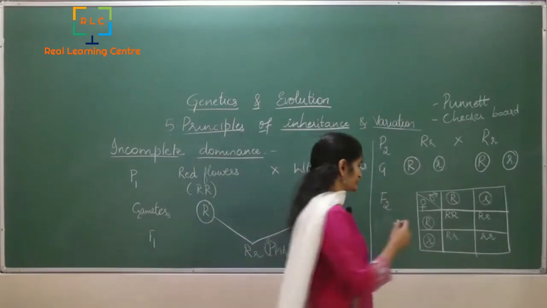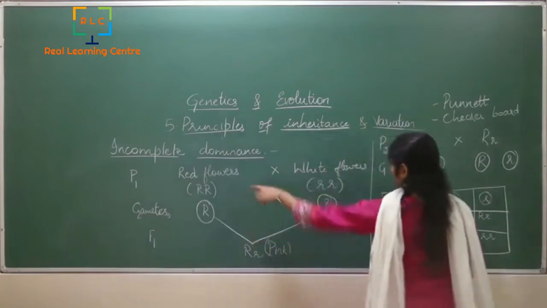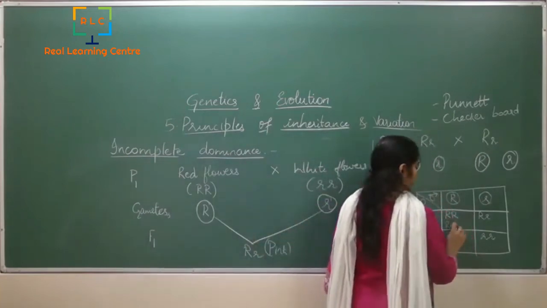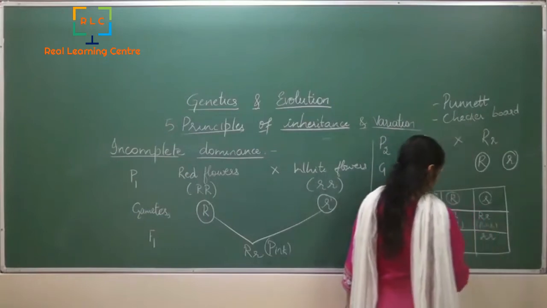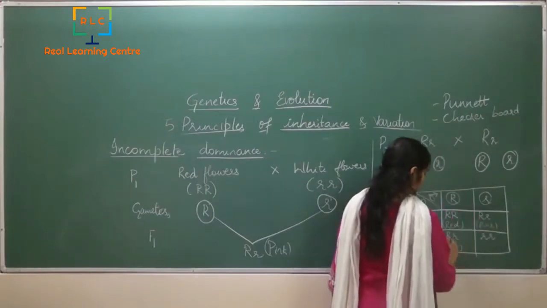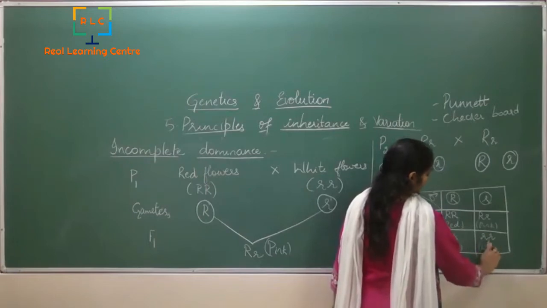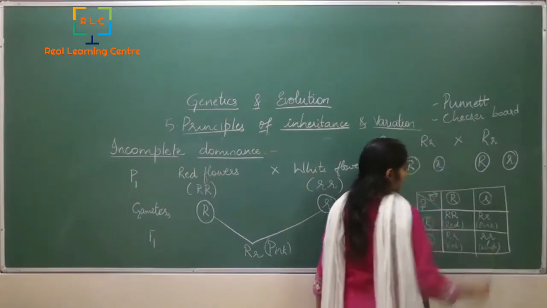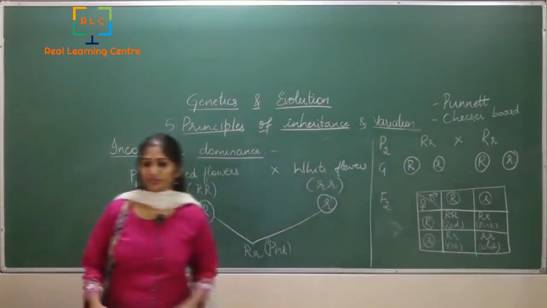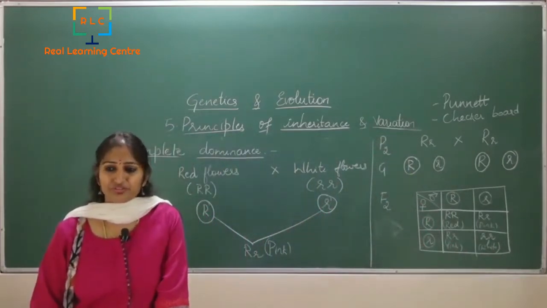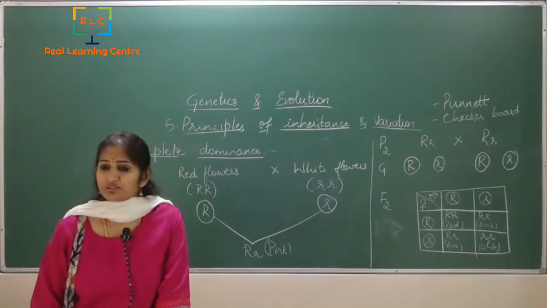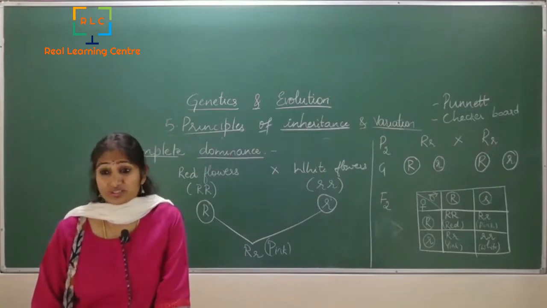Now let us see this. This capital R would be with the red flowers. This would be pink again. This is again pink, and this would be like the grandparent, which is the white. So you see that this is slightly deviating from Mendel's laws, but yes, the ratio still remains the same.